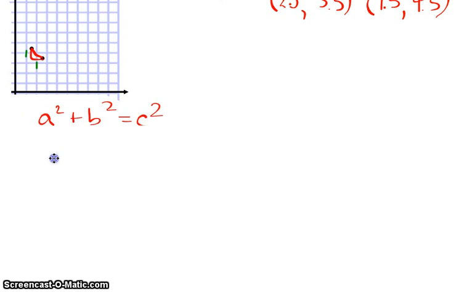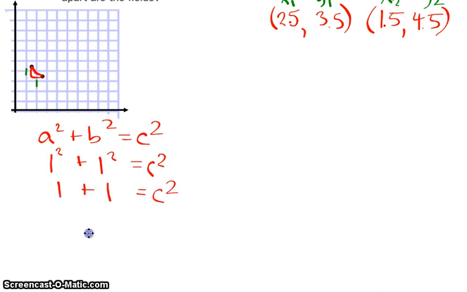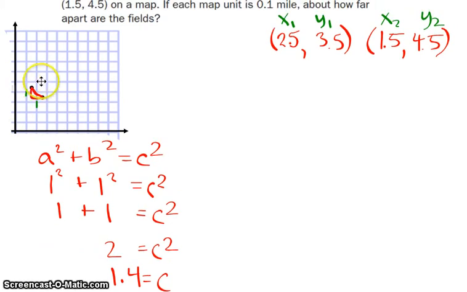Okay. Start with our a squared plus b squared equals c squared. Plug in 1 and 1. Square it. Add them. Take the square root. And we get 1.4. Okay. So the distance from this point to this point is 1.4 units.